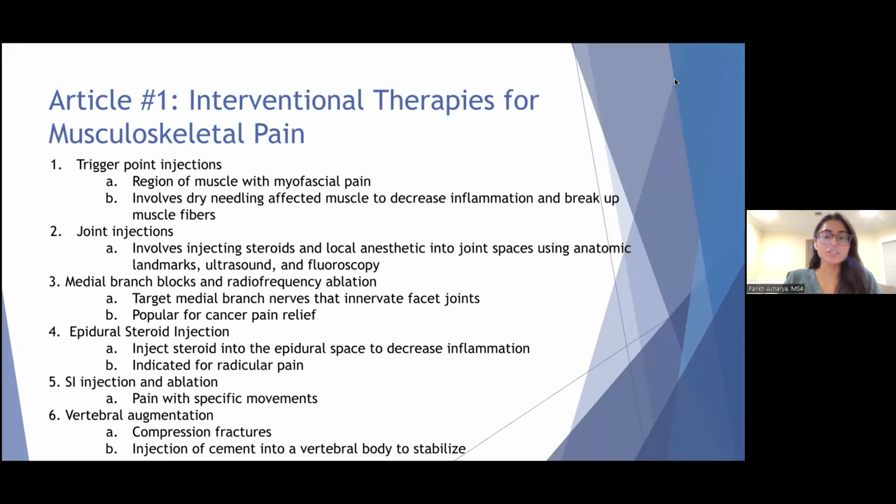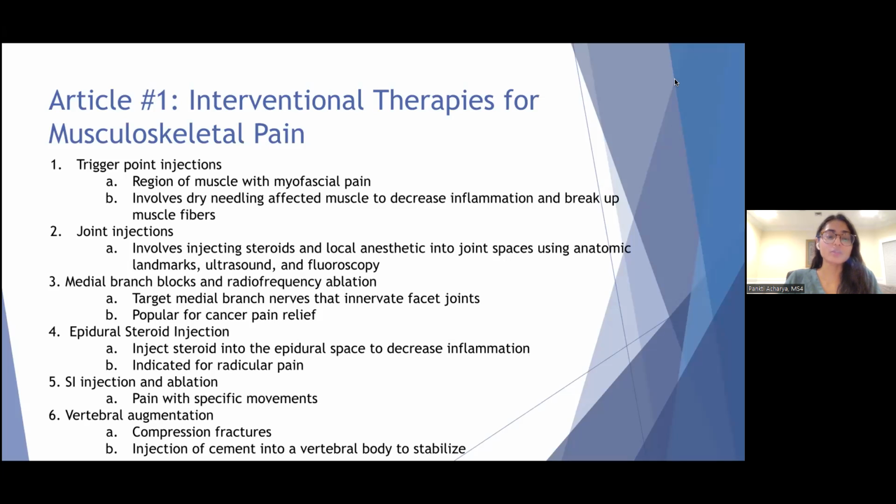Next up is joint injections. So this involves injecting steroids or local anesthetic into joint spaces using anatomic landmarks, ultrasound, and fluoroscopy. There was actually a study done by Few et al. that outlined improvement using bilateral steroid injections for palliative pain and found it to be an effective management.